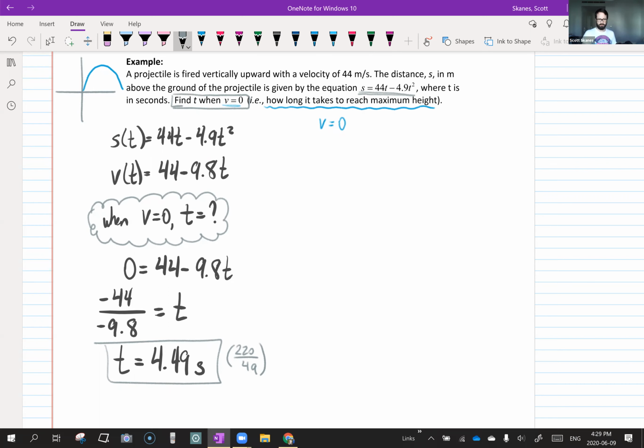Is this our answer? Did I answer the question? Yes. So what should I do next then, Ibrahim? Let's see, it said find the time when velocity is 0. Well, I put velocity equals 0 in, and I solve for time. I would say I'm done the question. There's nothing left to do. There's no normal lines, tangent lines, nothing else. I'm finished. Okay.